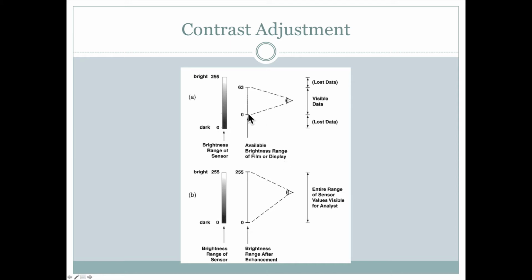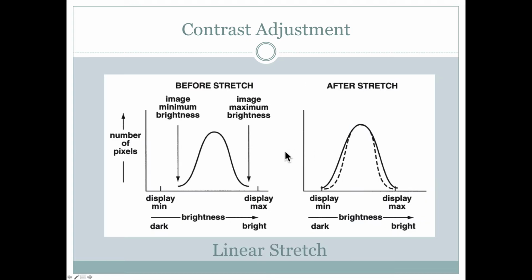So basically what we do with the adjustment is we take these values here and we stretch them out so that they fit the entire range for display on our screen. This is not how they were recorded, but how they're being displayed on the screen. So this would be a contrast adjustment. So one type of contrast adjustment is called a linear stretch.